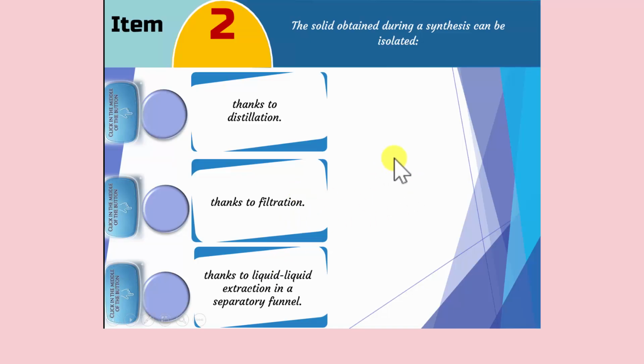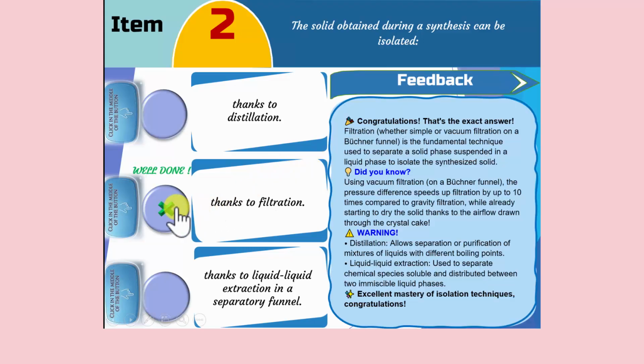The correct answer is filtration. It is used to isolate a solid produced during a synthesis when that solid is suspended in a liquid. With simple gravity filtration, the liquid passes through the filter while the solid remains behind. Vacuum filtration, using a Buchner funnel, speeds up the process and begins drying the solid through airflow.